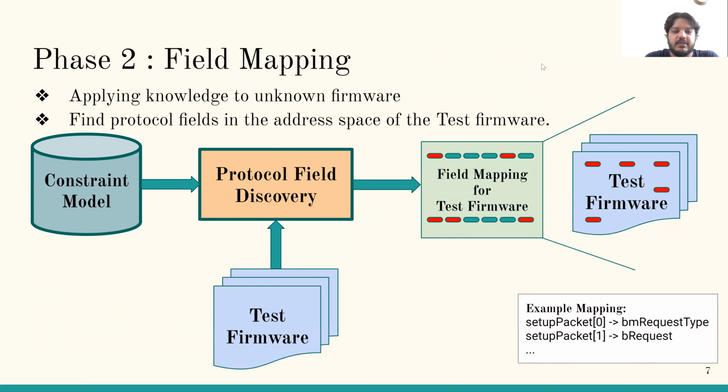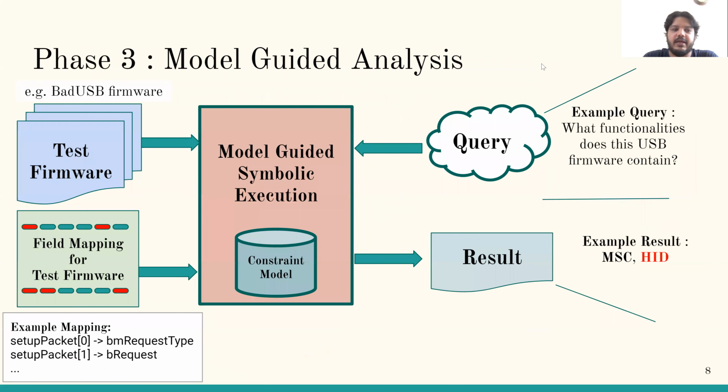Now, the constraint model is provided to our protocol field discovery engine. The first important task is to find out in the address space of the test firmware which fields correspond to protocol relevant features. Using our constraint model, we analyze the test firmware and find out in the address space of that firmware which fields correspond to protocol relevant memory locations. Once we have done that, we can move into model guided analysis.